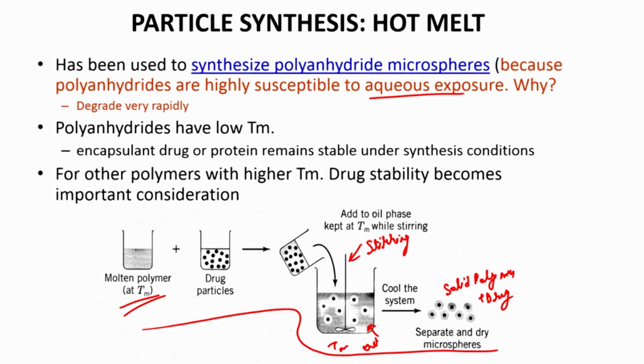As I said, if you have polymers that have higher Tm, which some of the polyanhydrides can, then the drug stability becomes an important consideration. So, it is okay to use small molecules in that case, but something like proteins you cannot really use at higher temperature, they will get denatured and there is really no purpose that they are going to serve in the long run.